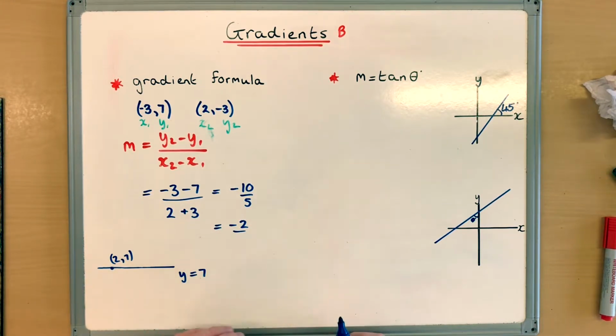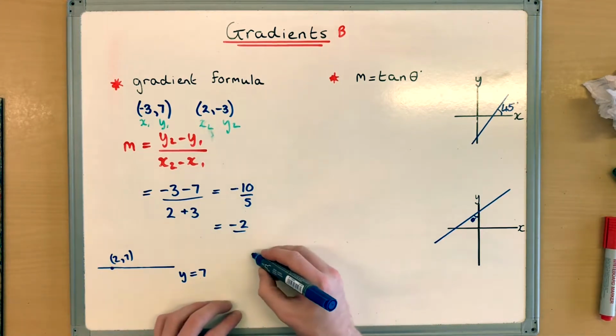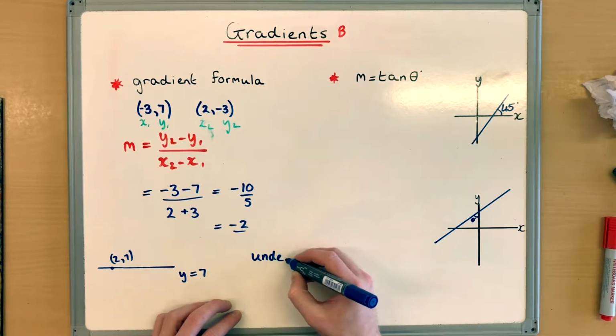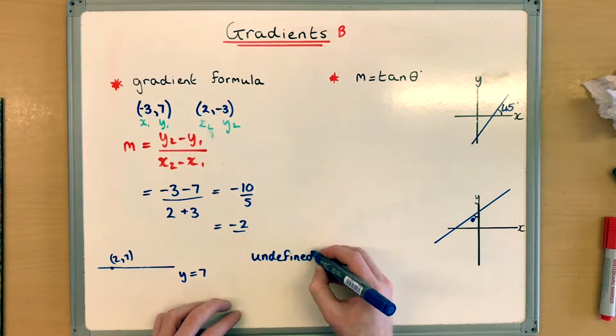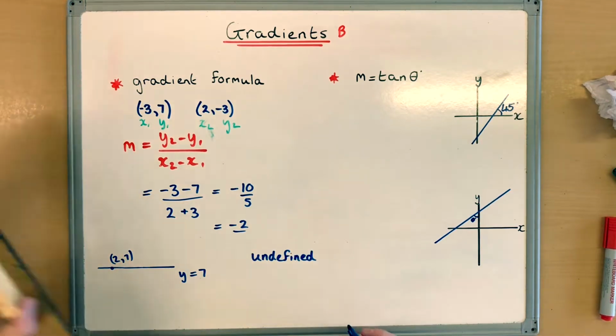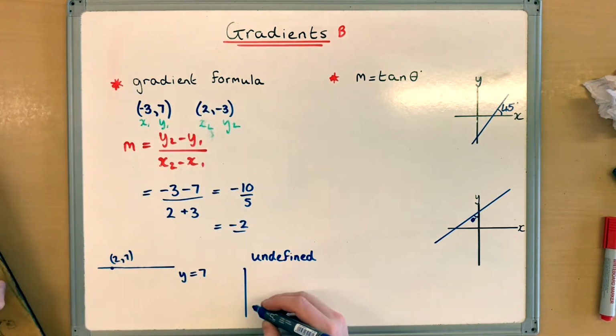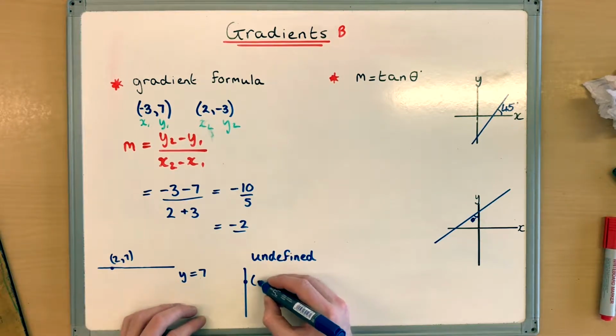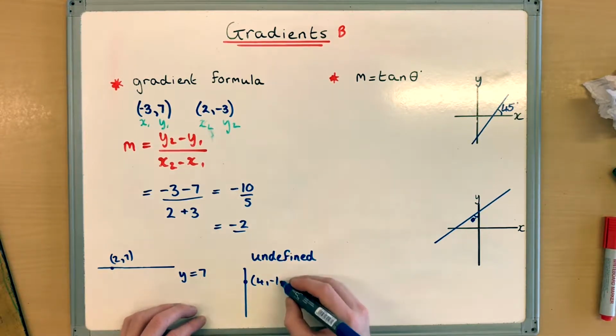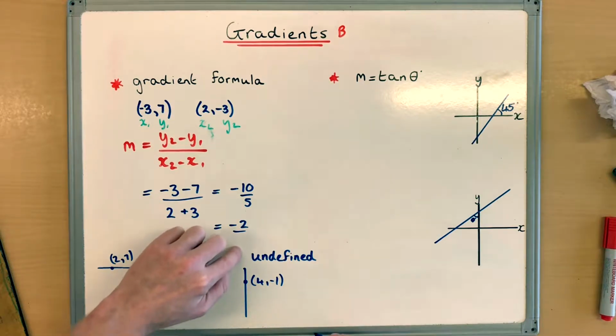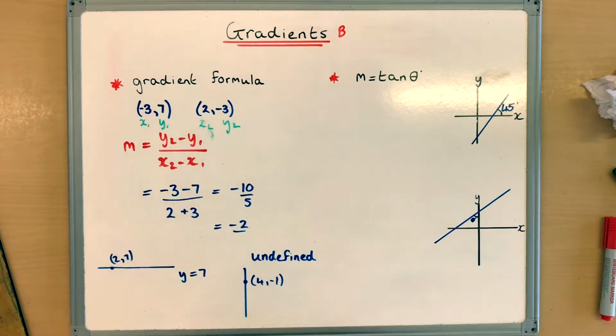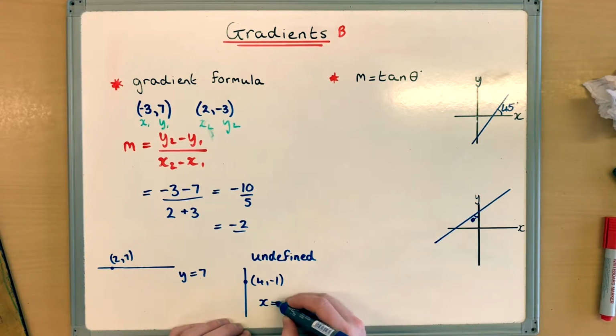so it's got the equation y equals 7. And if you ever put in values for your gradient formula and you get a divide by 0, so for example -2 divided by 0, then we say that that's an undefined gradient. And an undefined gradient is a vertical line. And we would write that, so for example, a vertical line going through 4, -1. Well, a vertical line will always go through the same x coordinates at all points. So the equation of this line, instead of using y equals mx plus c, would be x equals 4.